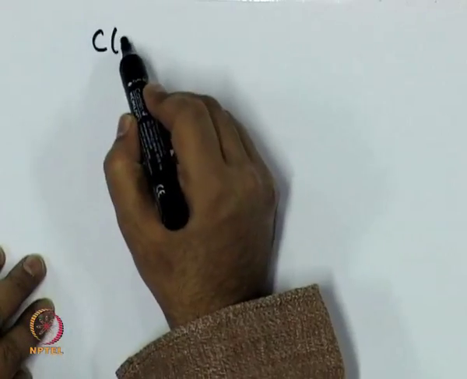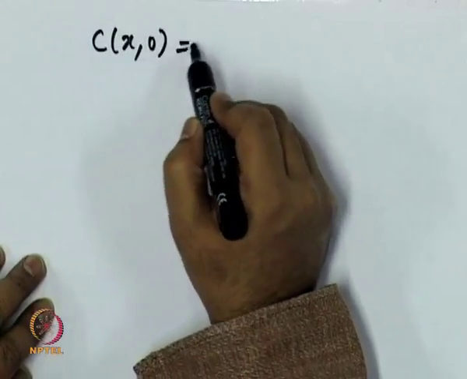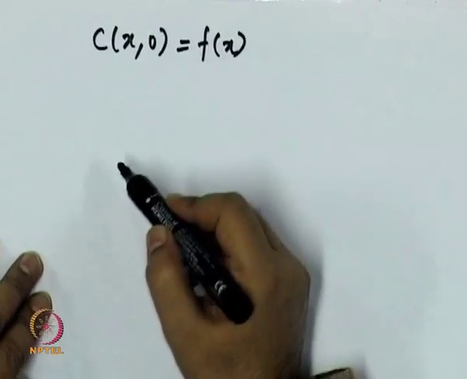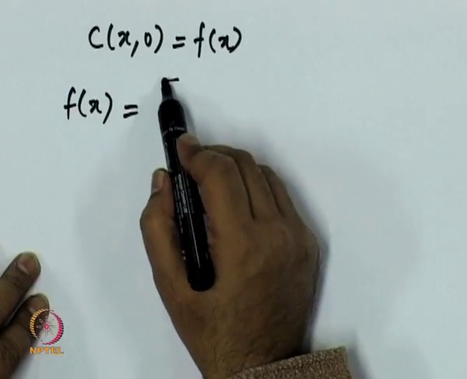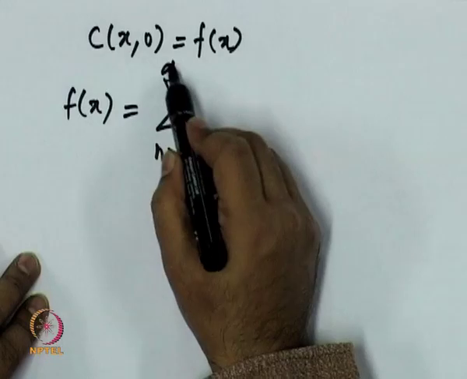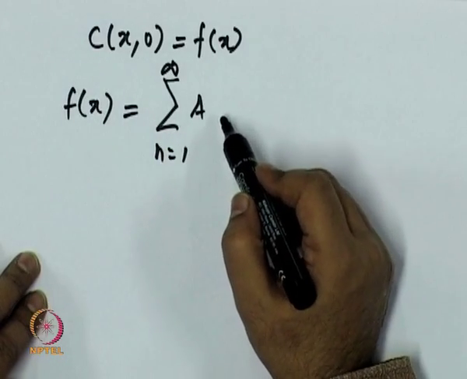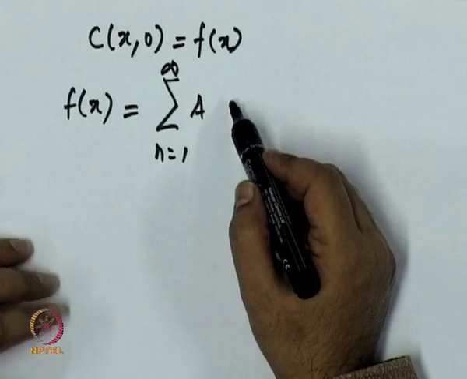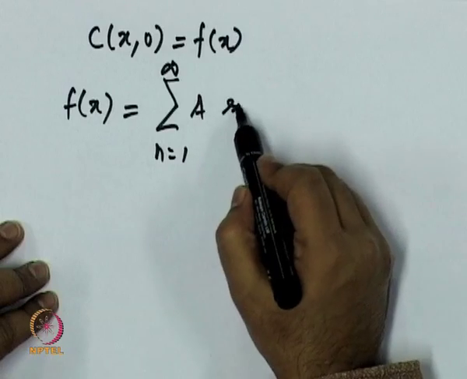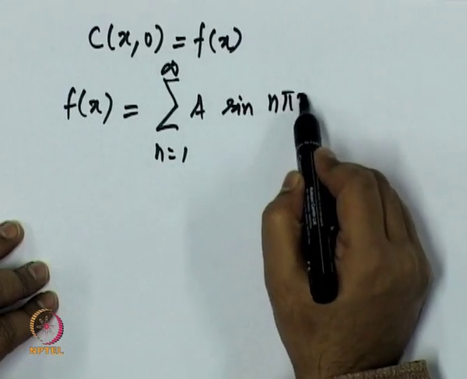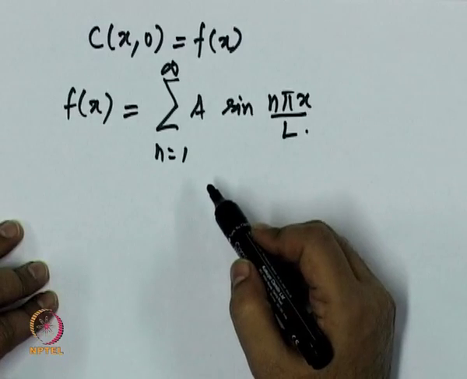So, let us take this quantity. C of x comma 0 is equal to f of x, which means f of x is equal to summation n equal to 1 to infinity a n. At t equal to 0, exponential minus lambda n square t is going to give you unity. So, you have sin n pi x by L.